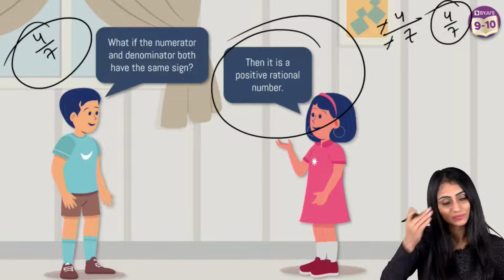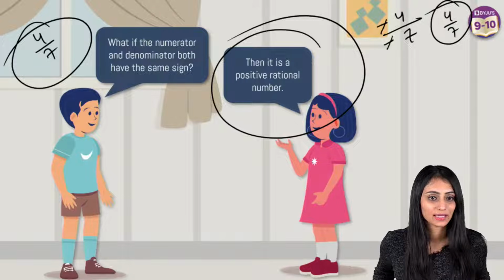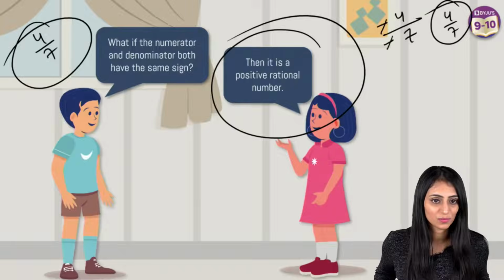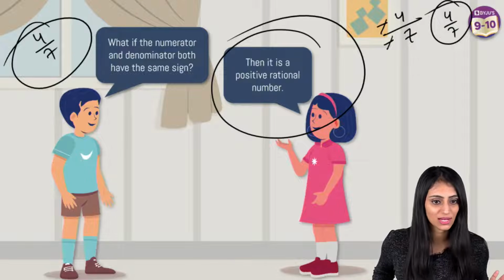Yes? I hope this is clear. Yes, negative and negative gives positive. Right, Aharshi? Both get cancelled out. Yes, Rishit. Yes, minus minus will cancel out. So that's a positive rational number.